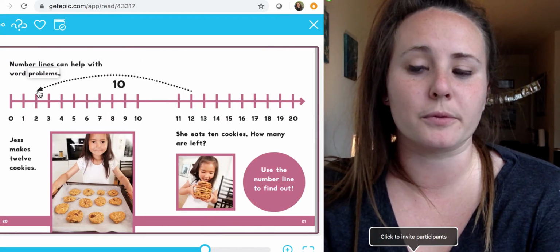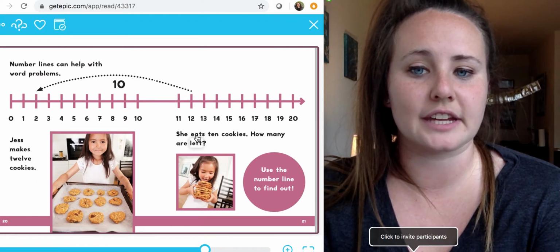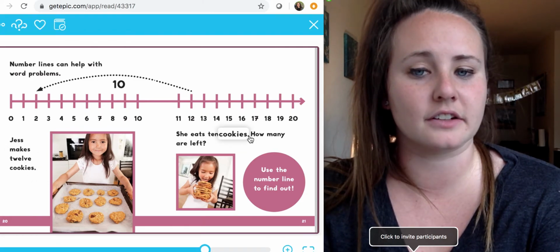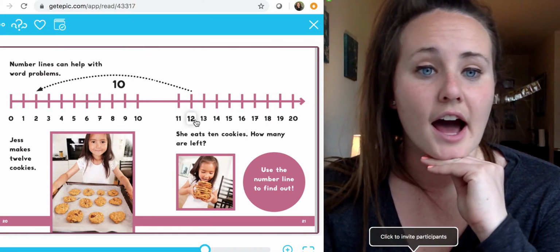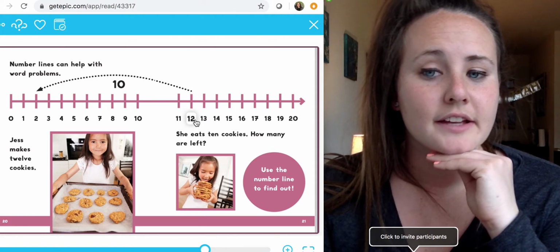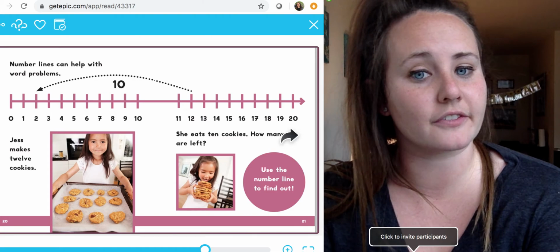Number lines can help with word problems too. Jess makes 12 cookies. She eats, takes away, 10 cookies. How many are left? So come up here and use your number line. Hop backwards. She has 12. She eats 10. How many are left?